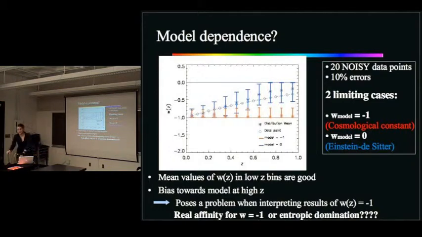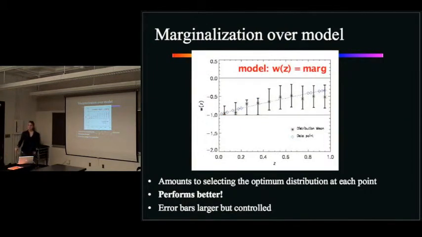So what we decided to do is to still keep the model as a constant in redshift space, but then to float the value of the model and to actually include the value of the constant as a parameter in the parameter space, and we marginalize over it. So it amounts, again, to selecting the optimum value at every point. It performs quite well, especially with clustered data, and we get larger error bars, but we feel that the error bars are controlled. Okay, you're obviously introducing more degrees of freedom, but we feel that the error bars are controlled, which is why we then use this. We marginalize over the model for the real data.